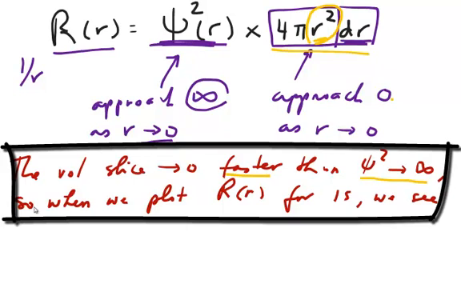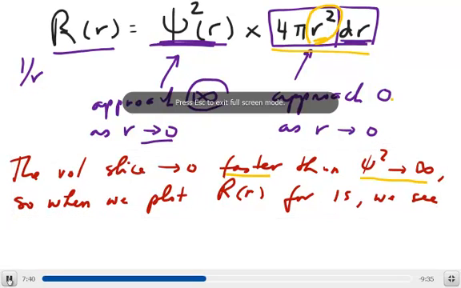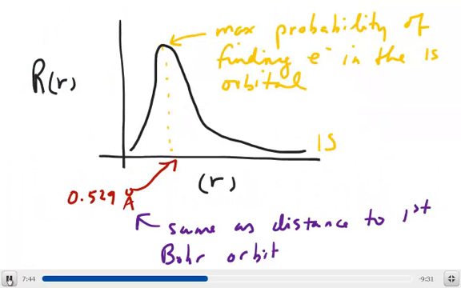psi squared approaches infinity. So as a result, when we plot the value of r, the radial probability function for the 1s orbital, what we get is the following shape, which is that as you approach the nucleus, in other words, as r approaches 0, the value of the radial probability function also approaches 0. And this is for the 1s orbital.